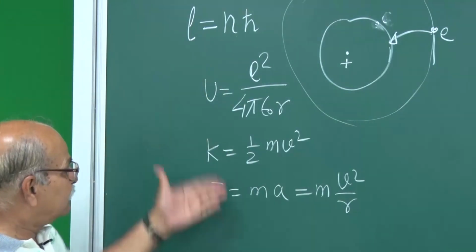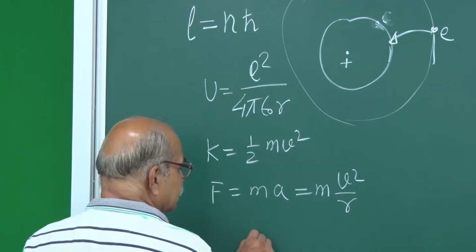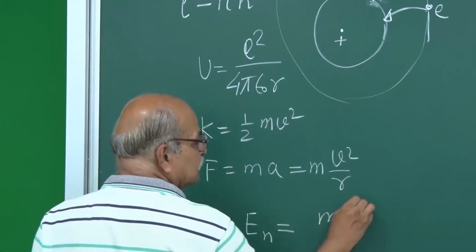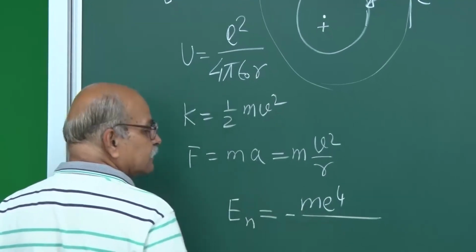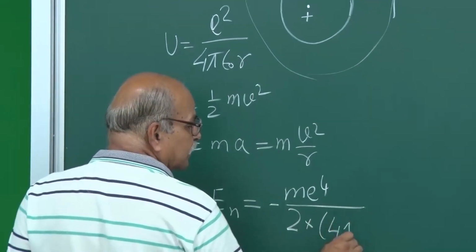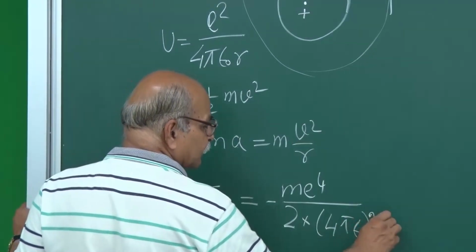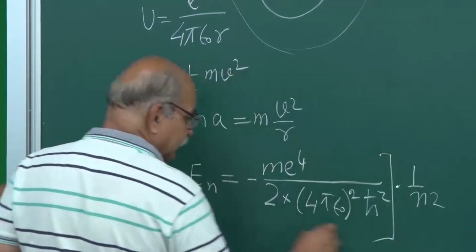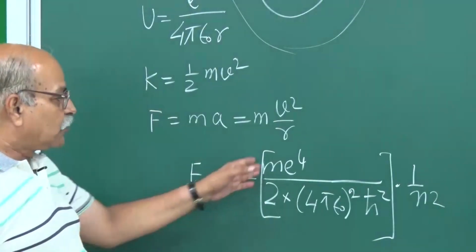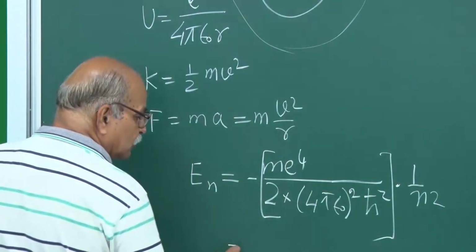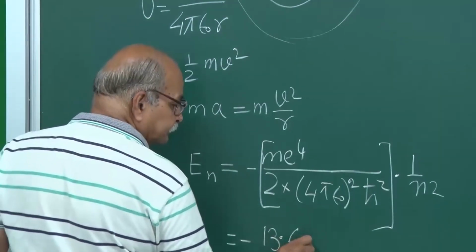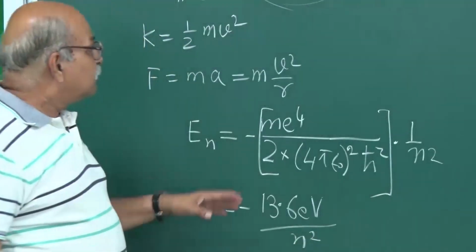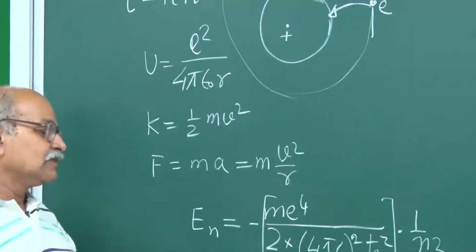Okay. So using these things we derived the expressions for energy, and the energy for the nth orbit was minus m e to the 4 divided by 2 times (4 pi epsilon naught) square, times h cross square, and 1 over n square. And this whole thing, which is a constant, turns out to be almost minus 13.6 eV, and therefore this divided by n square. So if angular momentum is quantized, energy is also quantized.